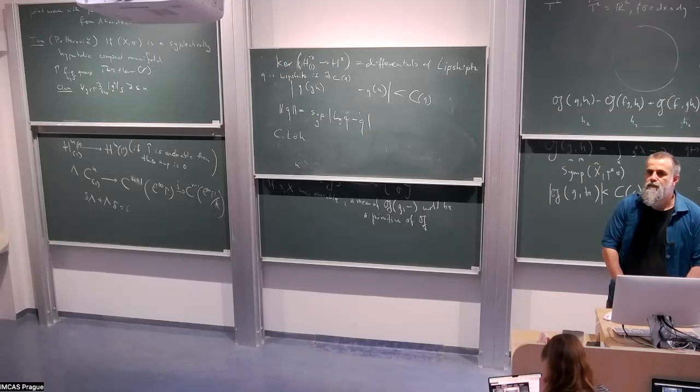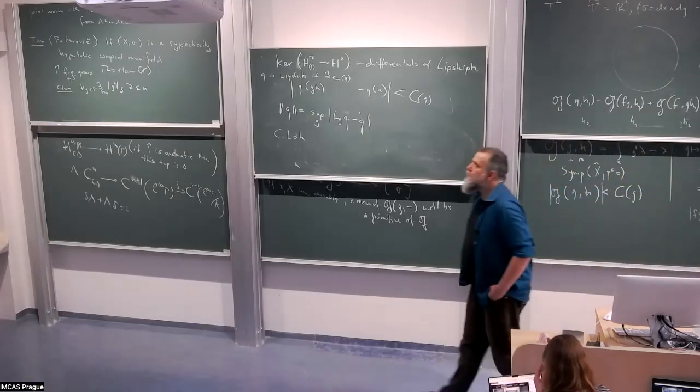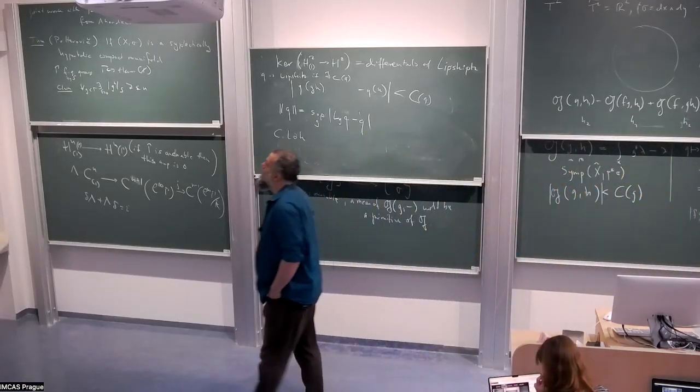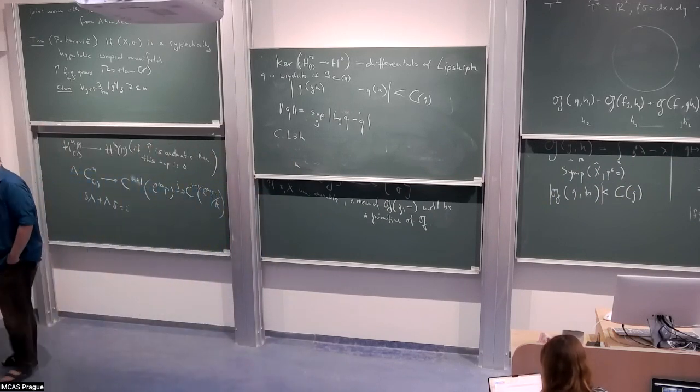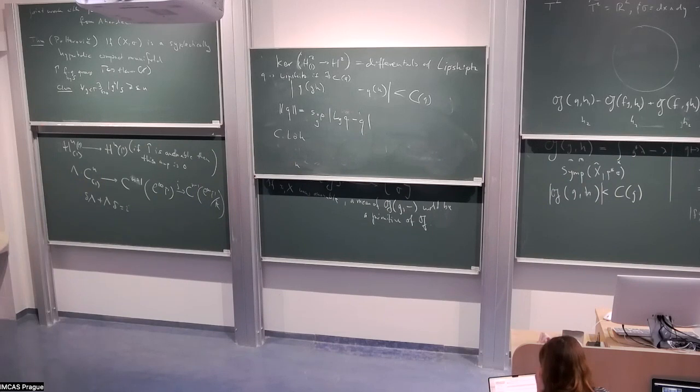Does the word metric on gamma with respect to S induce any metric structure, maybe not a genuine metric, on the space of cochains with coefficients in L infinity of gamma?